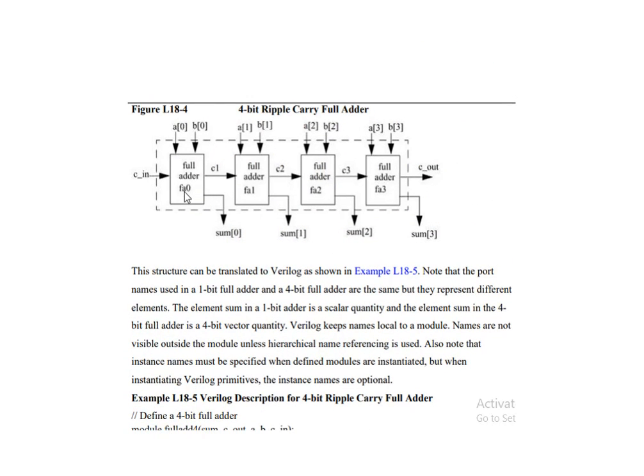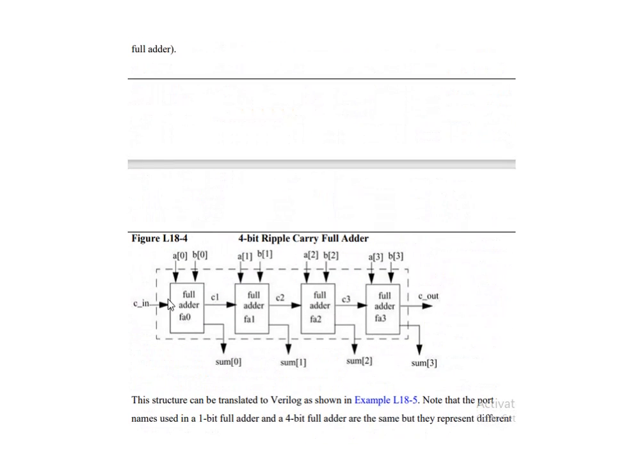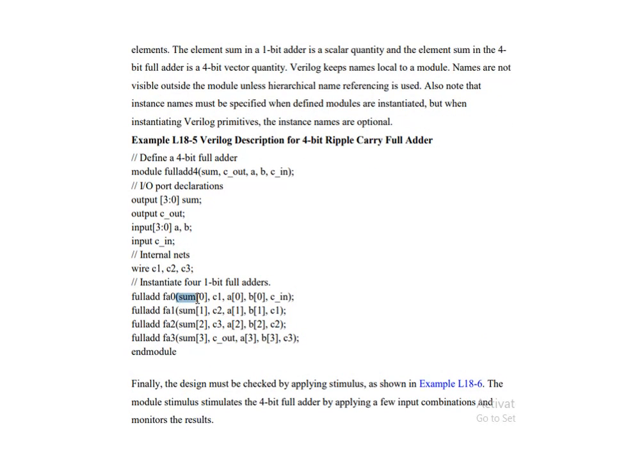Here is my FA0, and for this FA0, which are my outputs and inputs? Sum of 0 is my output, and that's the reason I'm writing it first. Rest all things are input. C1 is input, A of 0, B of 0, C underscore in. A of 0, B of 0, C in is one input, and sum of 0 and C1, both of them are output, hence those two are specified in the beginning.